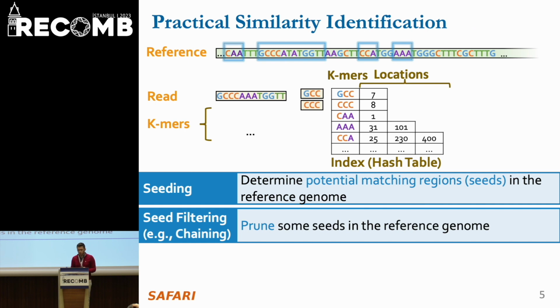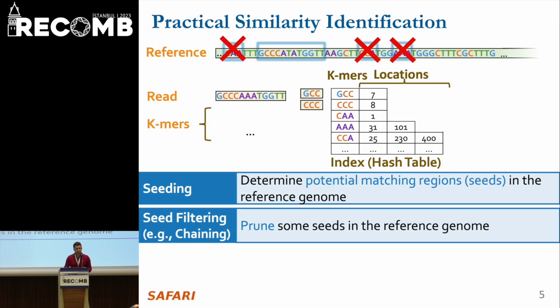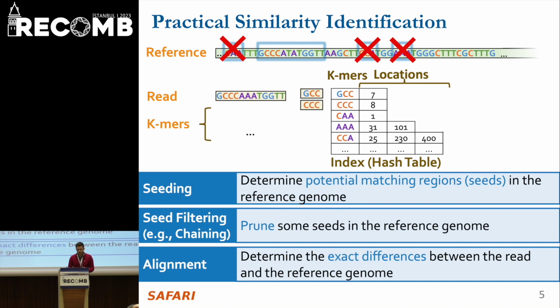Afterwards, in order to further reduce the search space from the seed matches, we can apply seed filtering techniques such as chaining. This will identify highly dissimilar regions in the reference genome so that we can further reduce the search space. And the last step, usually optional, is to perform sequence alignment, which will determine the exact differences and similarities between a read and the reference genome.